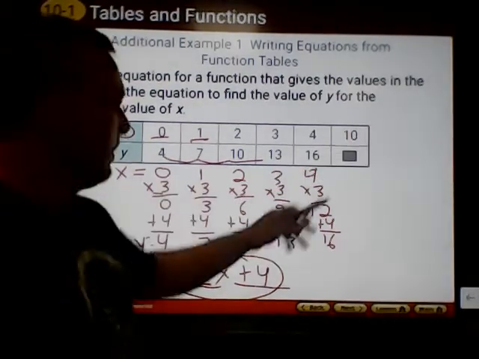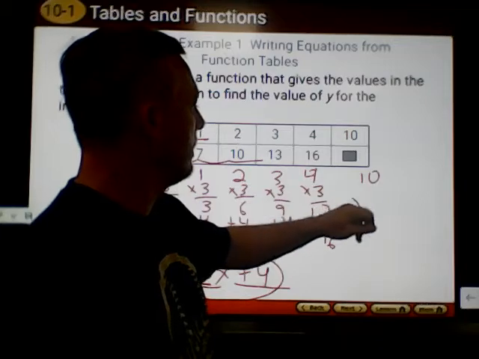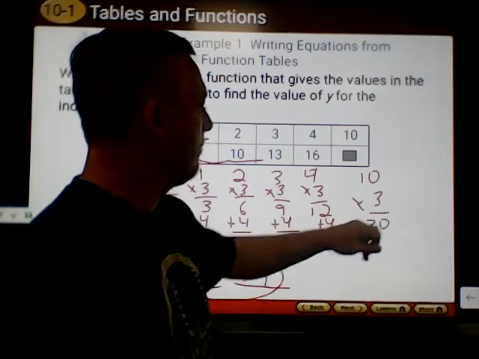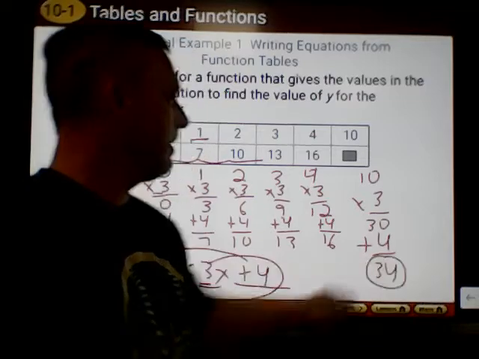And then to solve this, it's simply 3 times x. What's x? Now do 10 times 3, which is 30. And it says plus 4, which is 34. And there's my other answer.